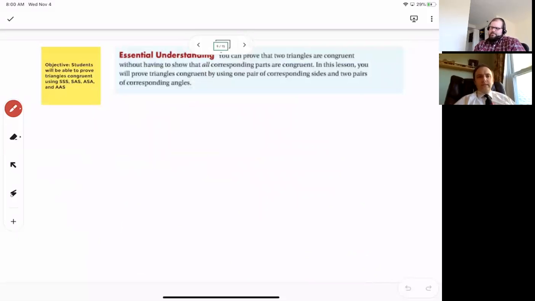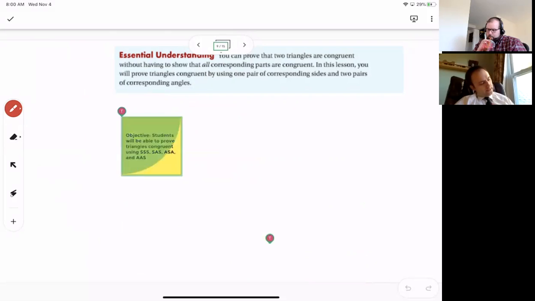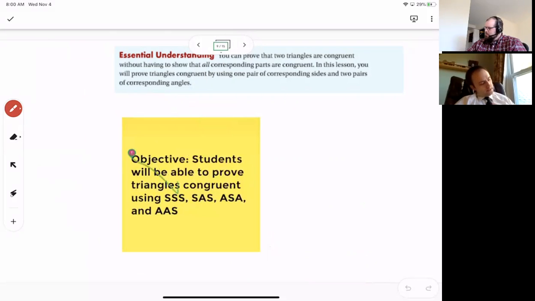So this one's saying the same thing. We want to prove triangles congruent with how to show all the pieces are. This one, if you look at this sticky note here, if I click on it correctly and make it bigger, we've already talked about SSS and SAS. So here we're going to talk about ASA and AAS.